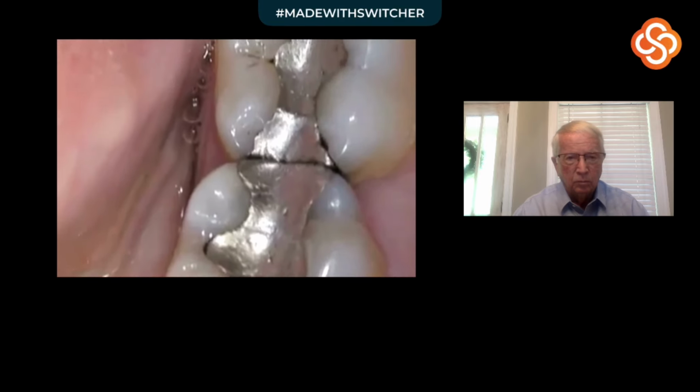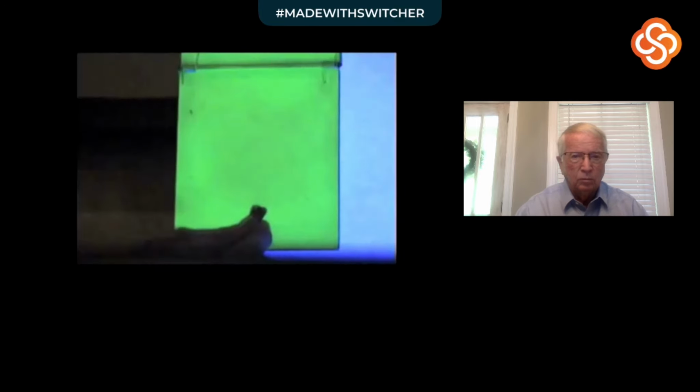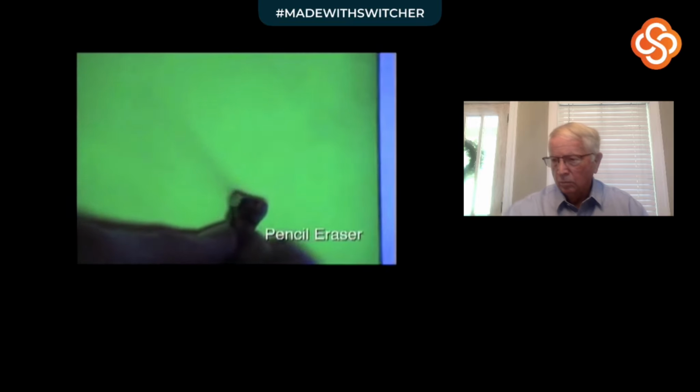Silver amalgam fillings constantly leak mercury. This lighting allows us to see mercury vapor from a 25-year-old silver amalgam filling. This filling was rubbed with a pencil eraser for just a few seconds. It will continue to outgas vapor for over an hour. This amount of mercury is 1,000 times higher than the EPA allows for the air we breathe.